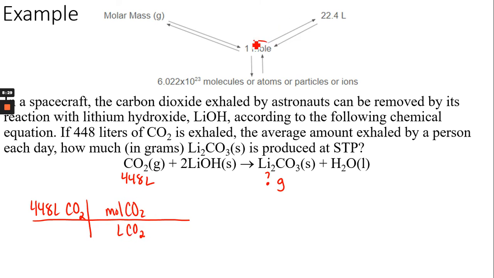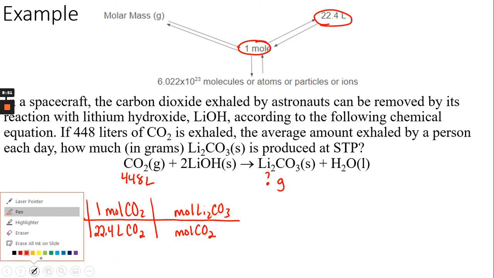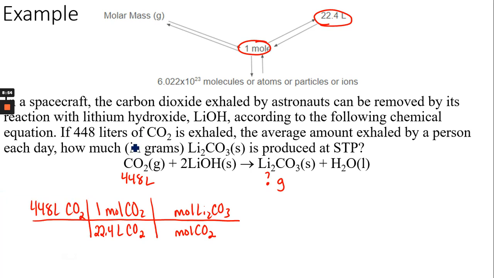We look at the roadmap. 1 mole is 22.4 liters. So 1 with mole, 22.4 with liters. Then we use our mole ratio. That's step 2. So moles of the given on the bottom, moles of the unknown on the top. When you have a mole ratio, you use those coefficients from the balanced equation. So 1 CO2, 1 lithium carbonate. They just happen to both be 1s.